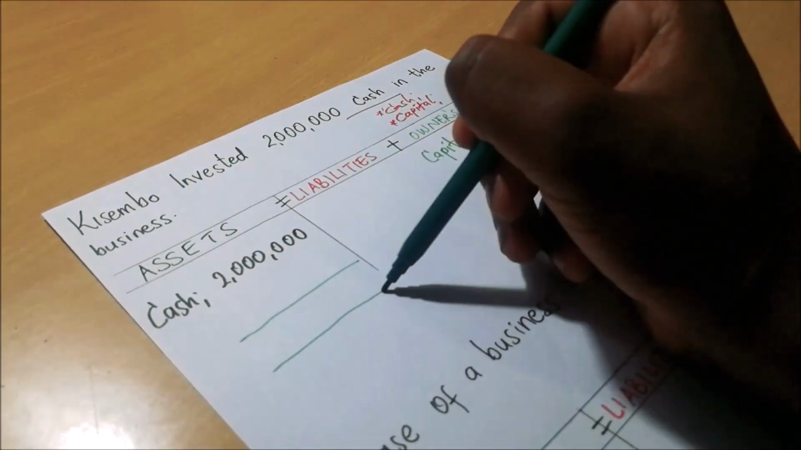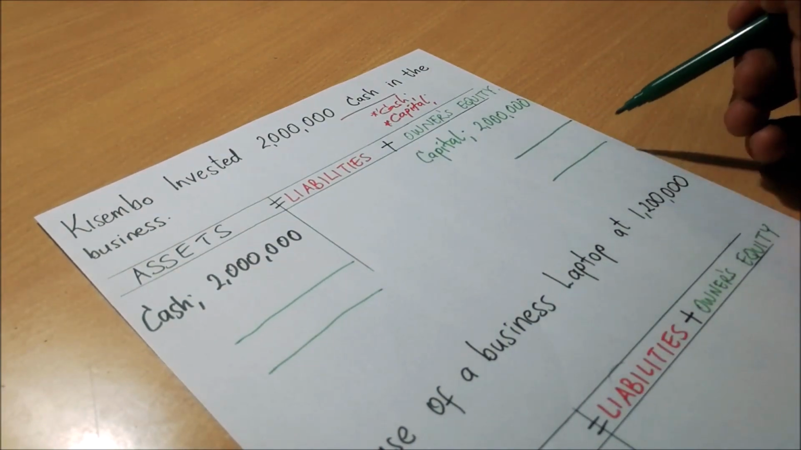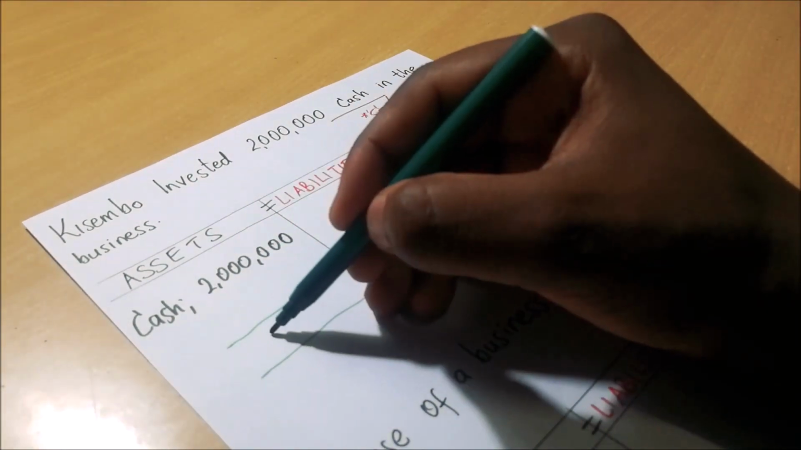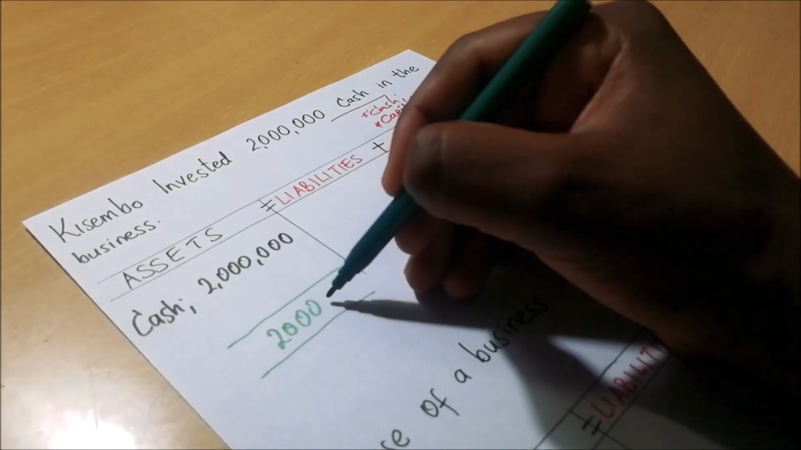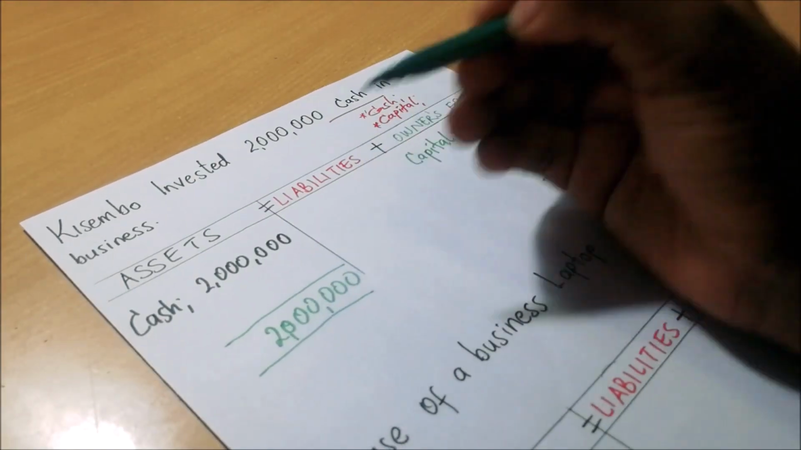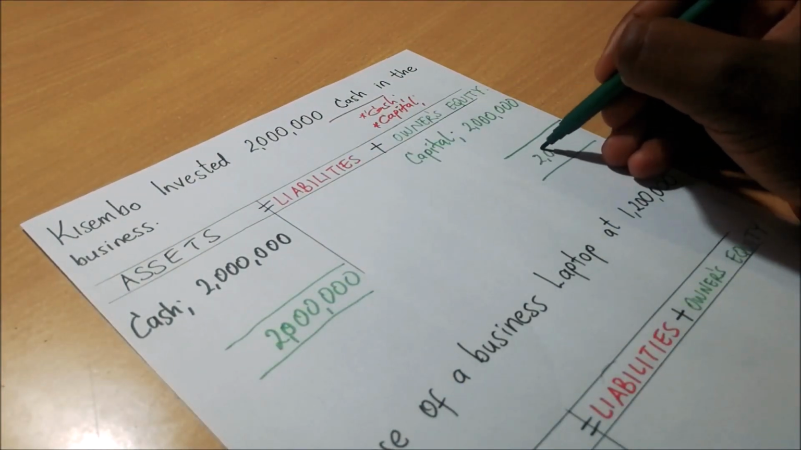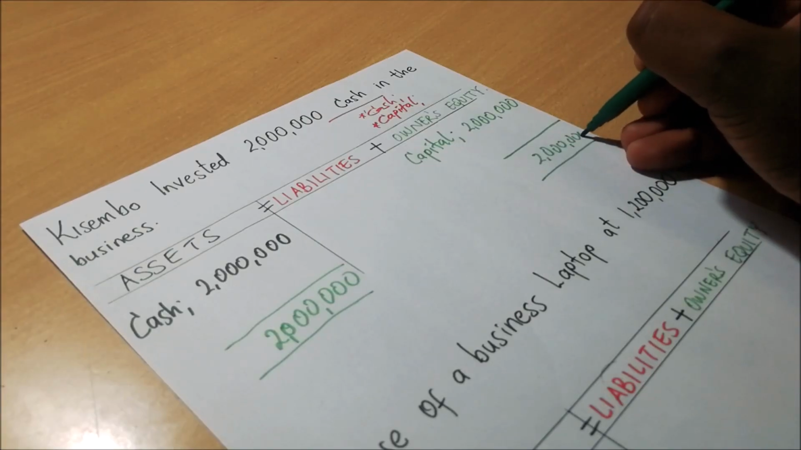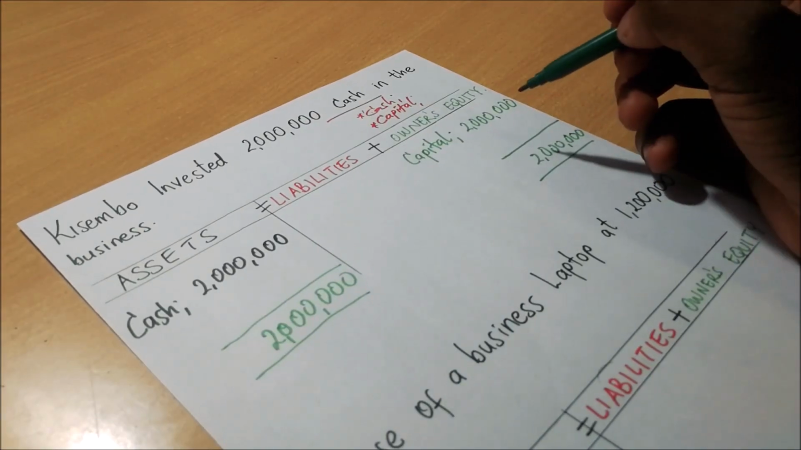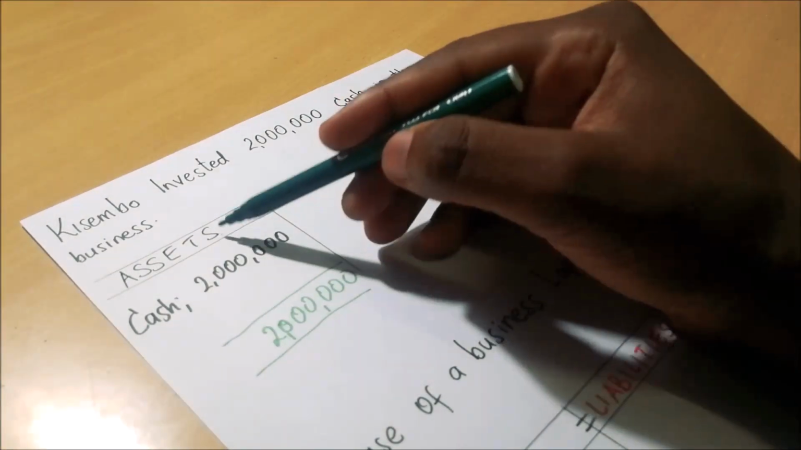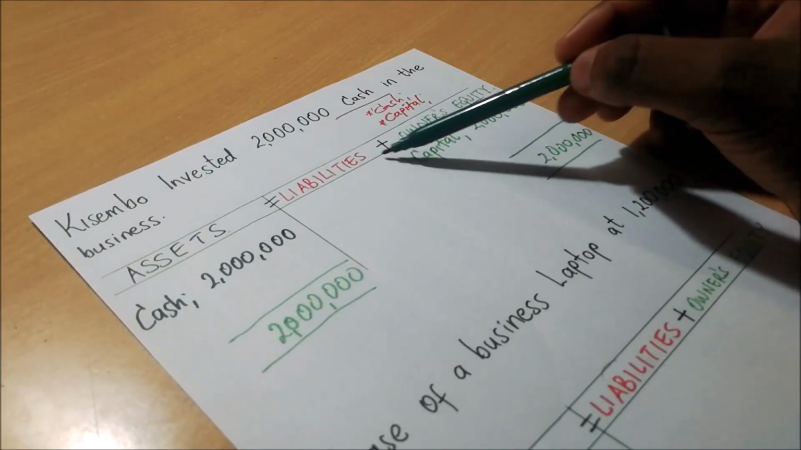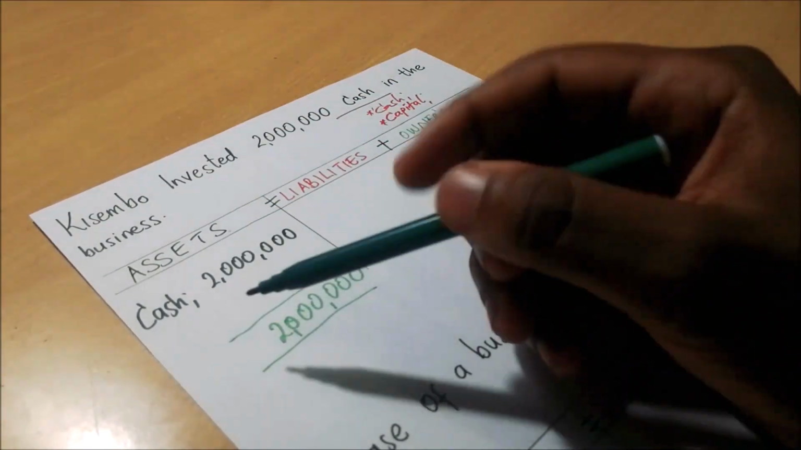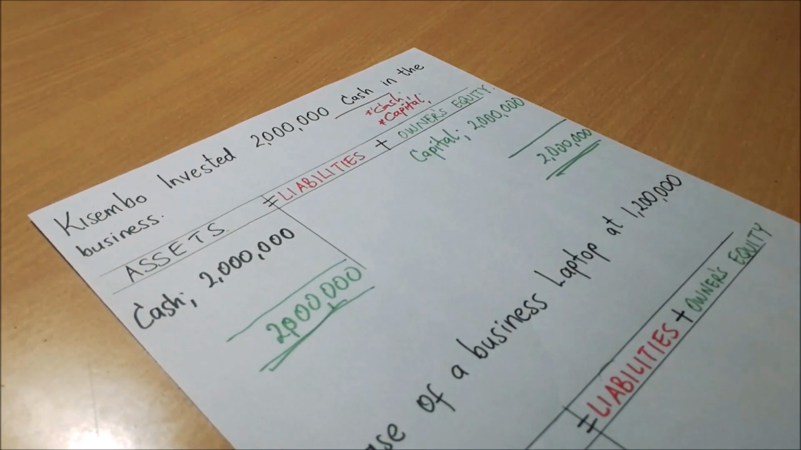When we add up the two sides, you find that the total this way, the total assets is 2 million, and it's the same here, 2 million. So the assets and the liabilities plus owner's equity, this side is equal to that side. They both have 2 million shillings, and the accounting equation has balanced. So we go on to the next transaction.